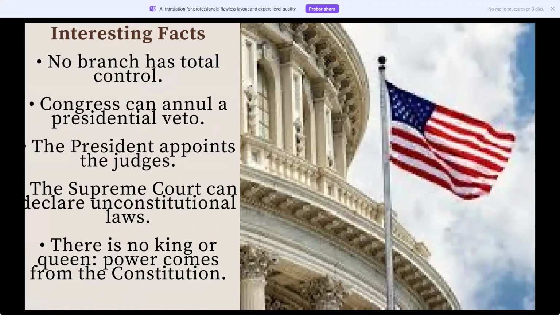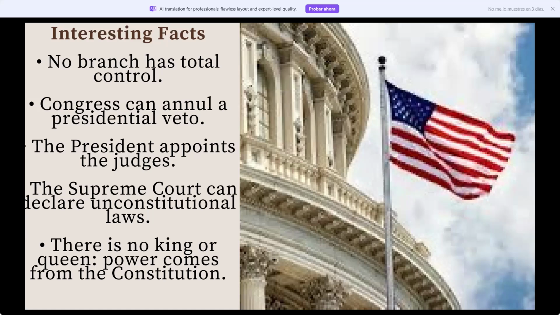Now I'm going to talk about interesting facts. One interesting fact about the USA government is that no branch has complete control. Each branch can limit the others. For example, Congress can override a presidential veto. The president can appoint judges, and the Supreme Court can declare laws unconstitutional.